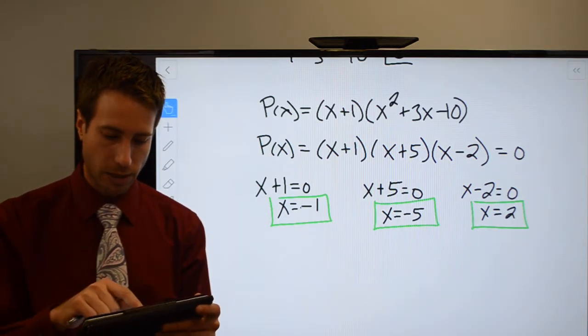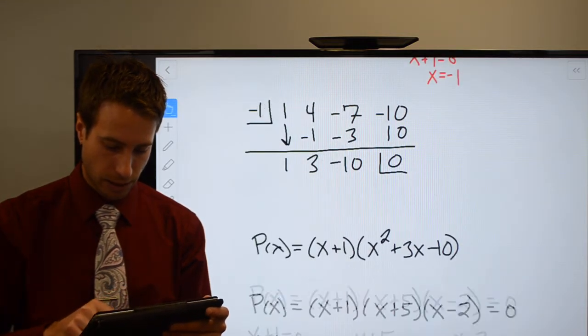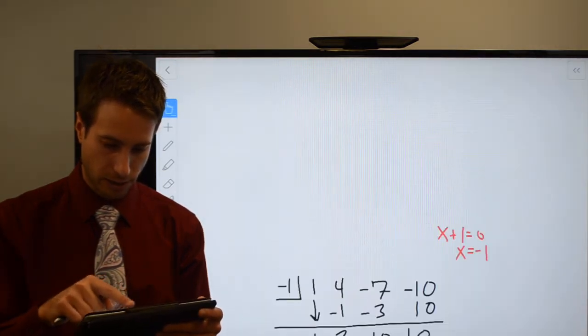Oh, sorry, hold up. Slide all this down. Sorry. Get all this out of the way. I want my previous problem. Sorry, I've got stuff sliding around all over the place.